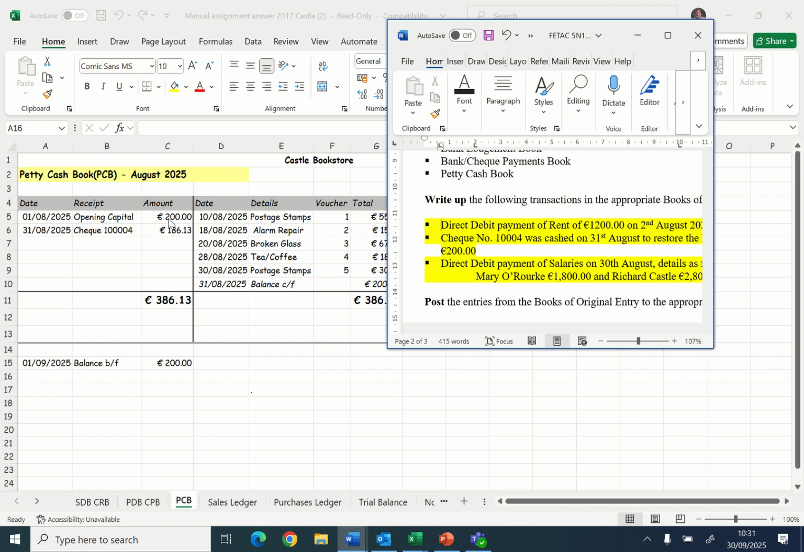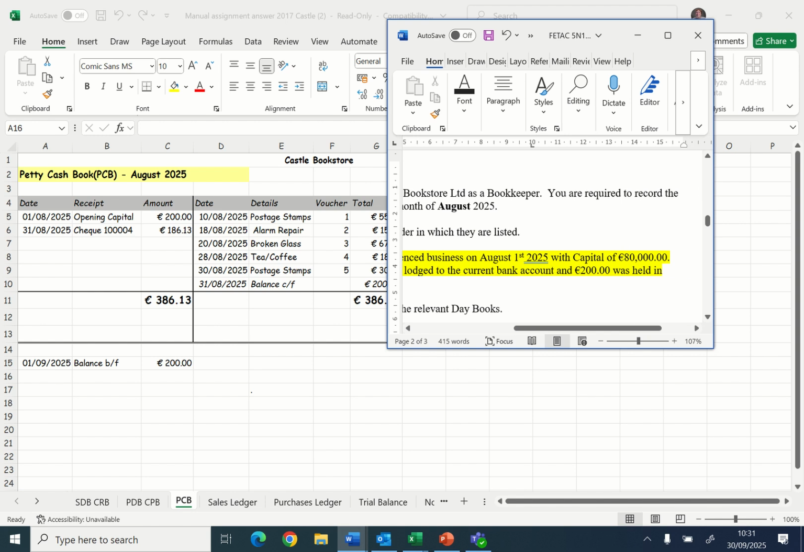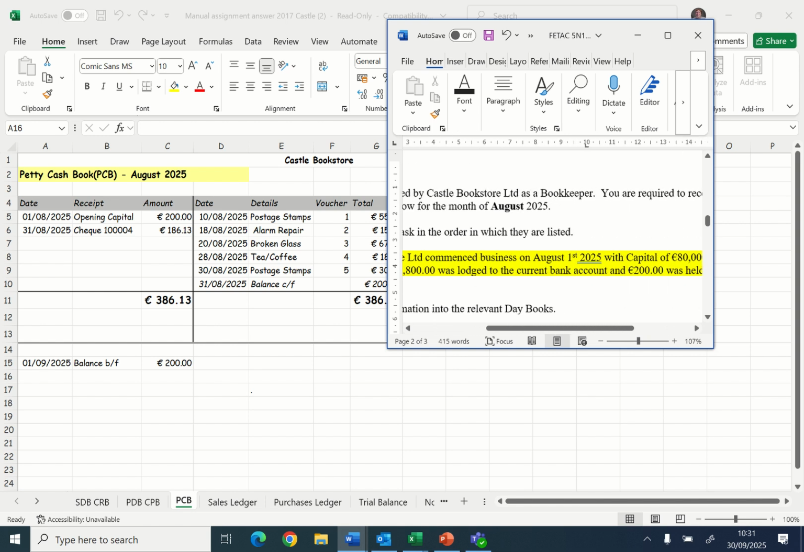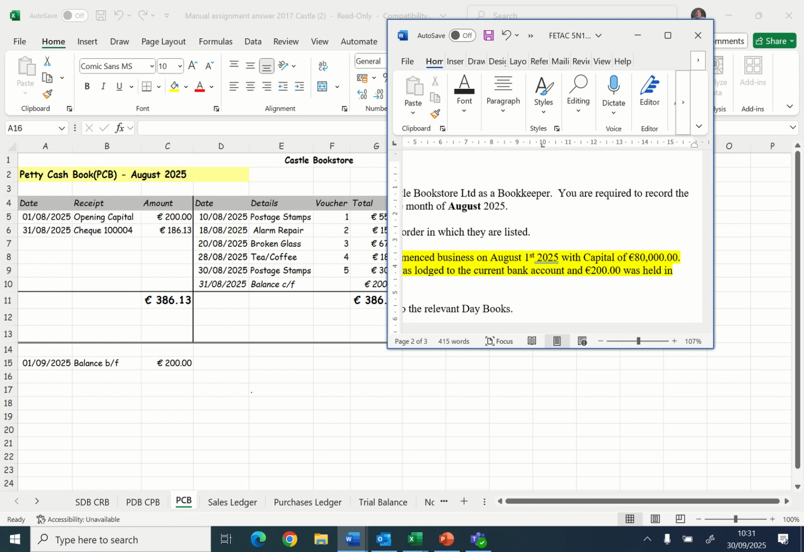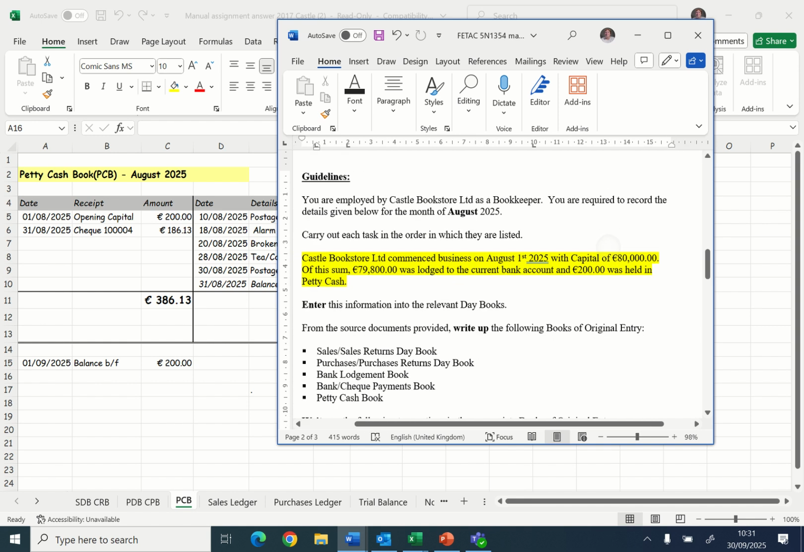So we started off at the start of the month, we put €200 in cash into it. And we're told that on the first day of the month, they started off with a capital of 80,000 lodged into their business. Of this, 79,800 was put into the current account, which we already dealt with in the cash receipts book, and the 200 went into the petty cash. So now we're just popping in the 200 that came into the petty cash.